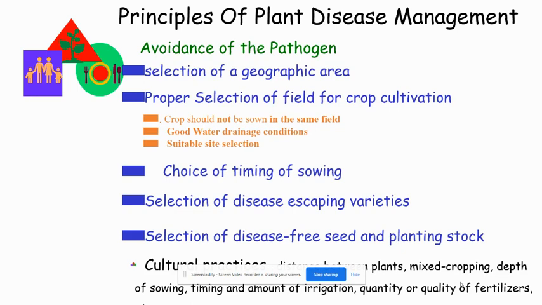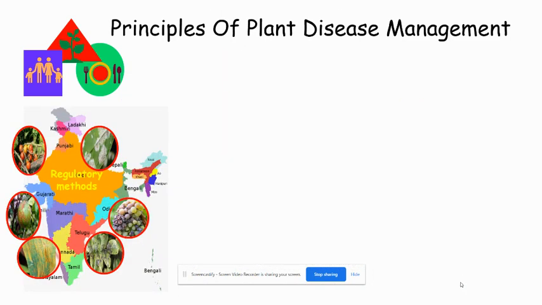Like, we should maintain proper distance between the plants, and we should prefer mixed cropping. Depth of sowing is also important, and equally important is time and amount of irrigation. As we have already discussed, water quantity or humidity is a very important factor in the incidence of diseases. Quantity and quality of fertilizers also affect the plant health because high nitrogen content may favor the development of some pathogens.